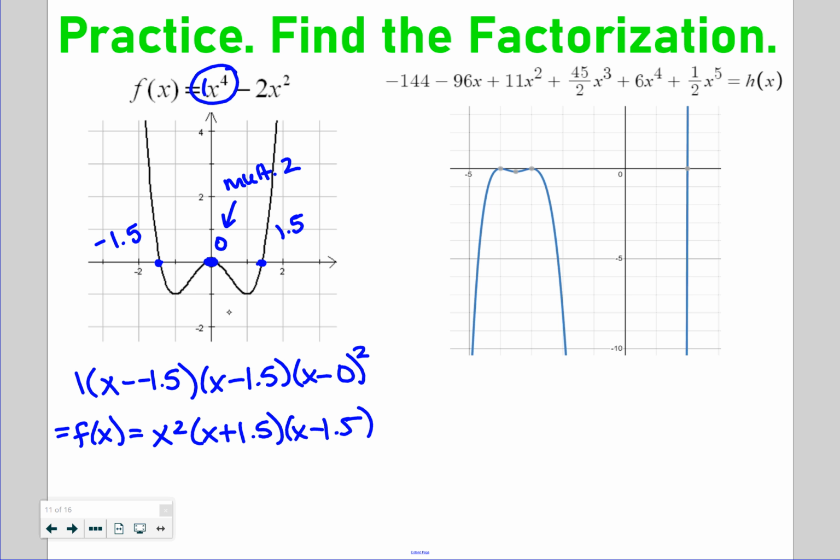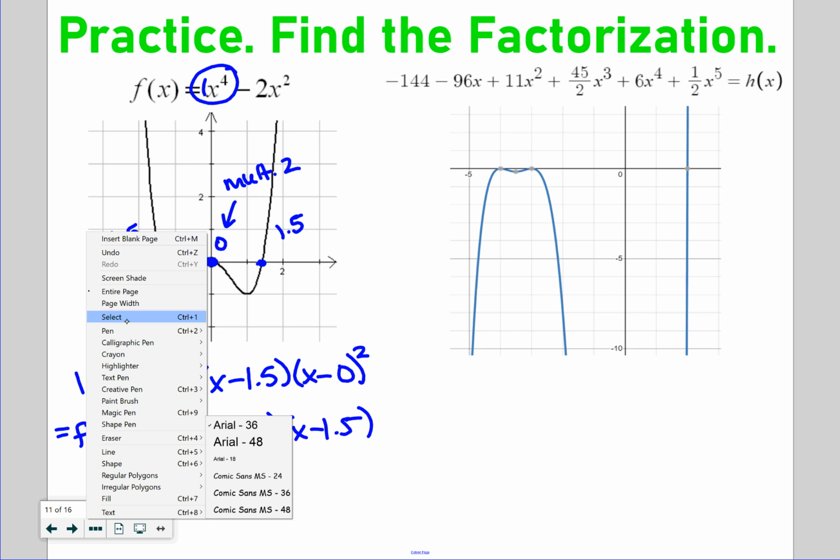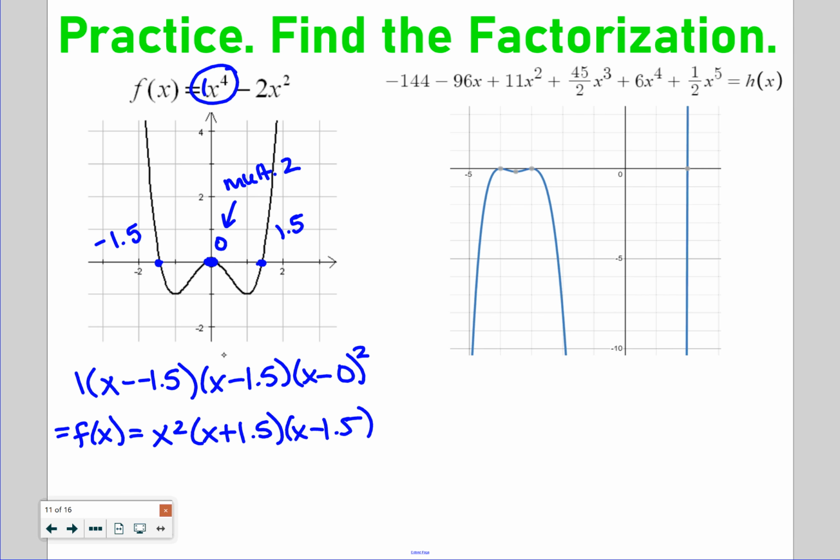Okay, I want you guys to try this last one. See if you can put this polynomial in factored form. Remember, you're going to focus in on the x-intercepts. If an x-intercept is turning around at that point, it has a multiplicity of 2. If it's going through the point, it has a multiplicity of 1.